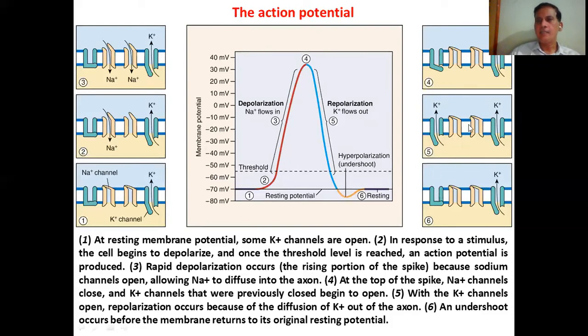So in a way, before closing, some excess amount of potassium ions are moved out, which may lead to a decrease in the membrane potential below minus 70 millivolt. That is called the undershoot, as this hyperpolarization is below the resting potential. And after a few minutes, these potassium channels close up, and again we have the resting membrane potential of minus 70 millivolt.